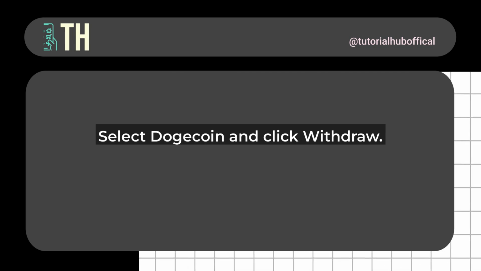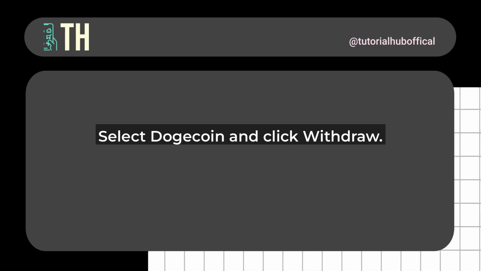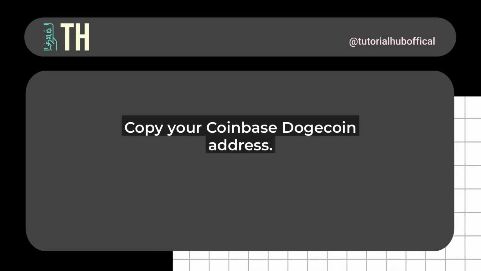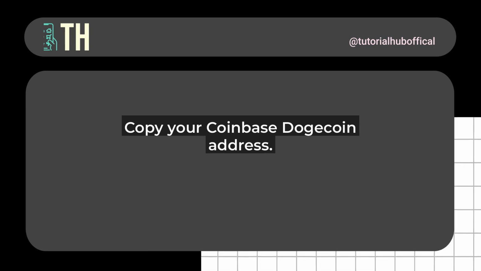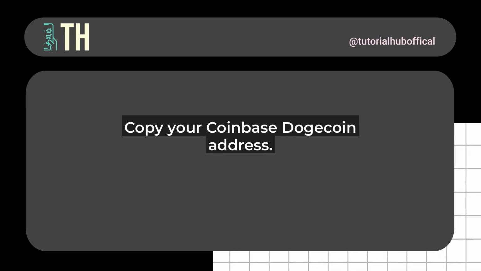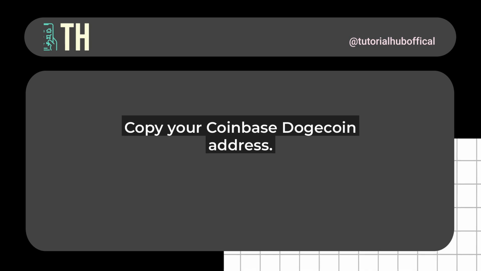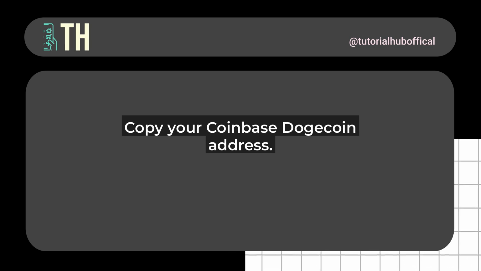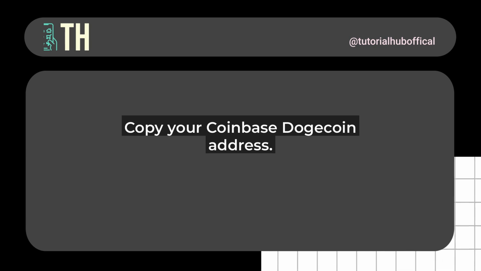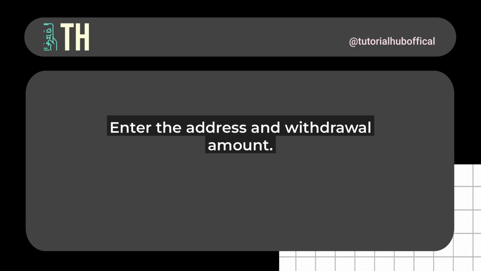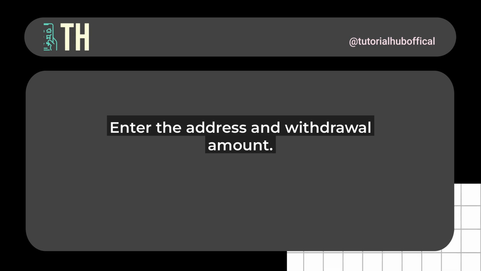Next, find your Dogecoin balance and click on the Withdraw button next to it. You'll be prompted to select the cryptocurrency, so choose Dogecoin from the drop-down menu. Now, here's a crucial step. Enter the wallet address from your Coinbase account. To get this, log into Coinbase, go to your Dogecoin wallet, and copy the address. Paste it carefully into the Kucoin withdrawal form. Remember, crypto addresses are case-sensitive, so no typos.